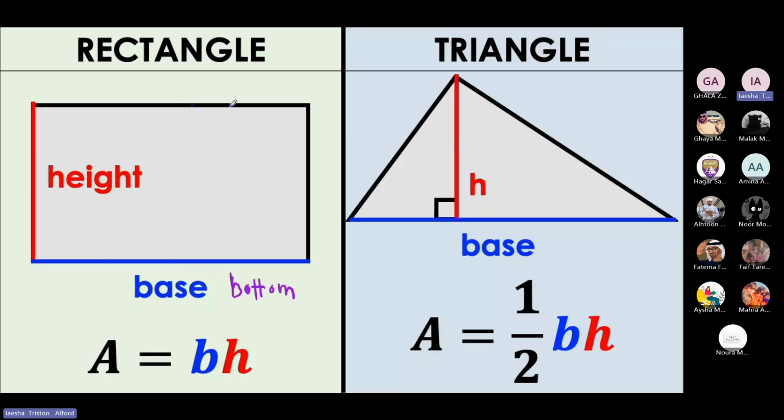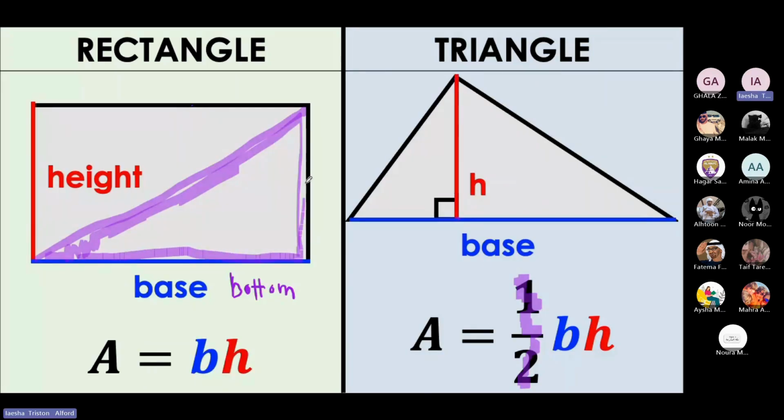So does anybody remember how we get the triangle to have 1/2? This shape is a rectangle. If I cut it in half, what shape do I get here? Triangle. Okay, you get a triangle. This is why in the formula we have to put 1/2 base times height. A triangle is half of a rectangle.